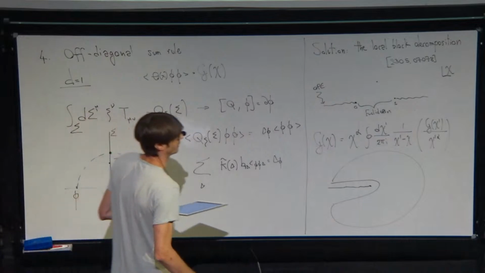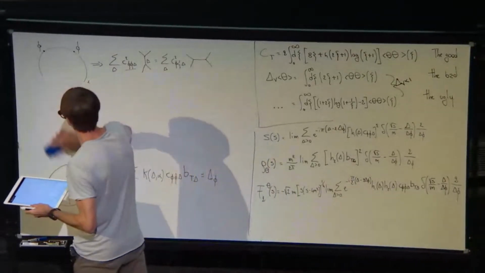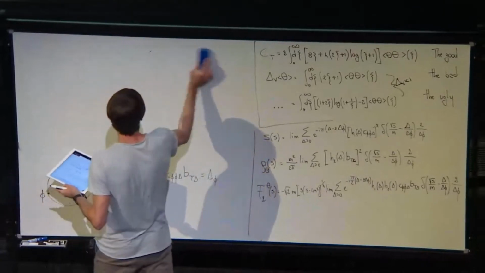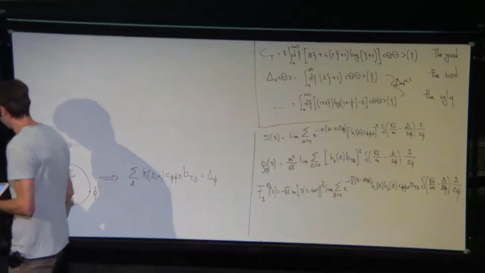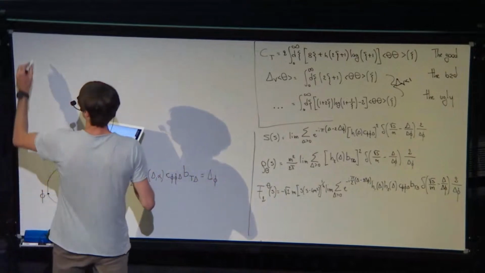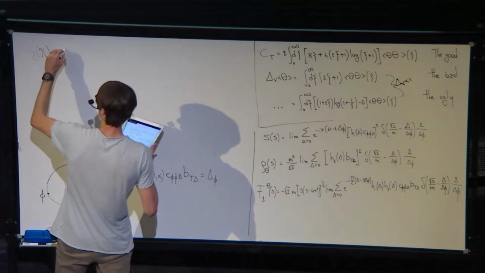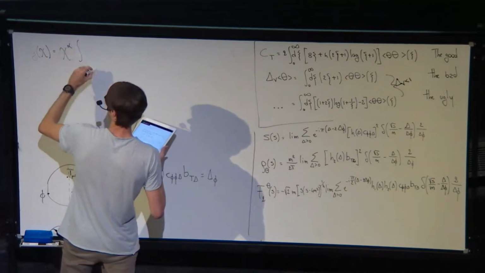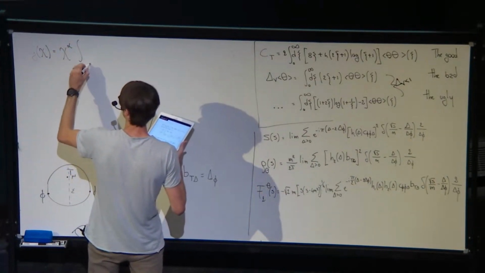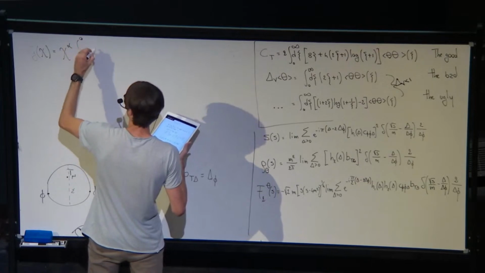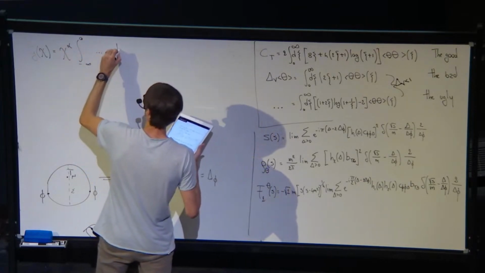I can start erasing some of this as well, I think. We get a discontinuity instead of the integral, so we get g of chi to the alpha, the integral, and this integral is now on the cut, minus infinity to 0. And the important point is that there is a discontinuity here.